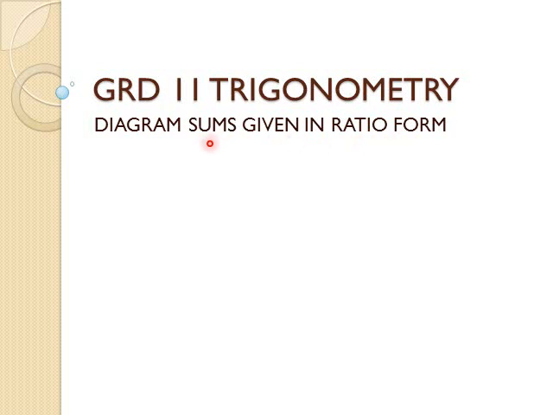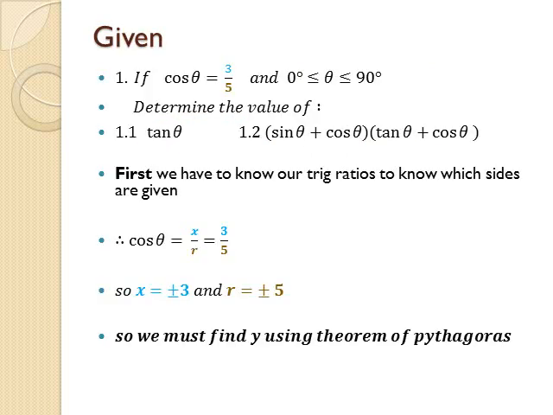Right, so it's given in the form of an equation. If cos theta equals 3 over 5, and theta is greater than or equal to 0 and less than or equal to 90, determine the value of tan theta, 1.2 sin theta plus cos theta, and tan theta plus cos theta. Most of the time they would say without a calculator.